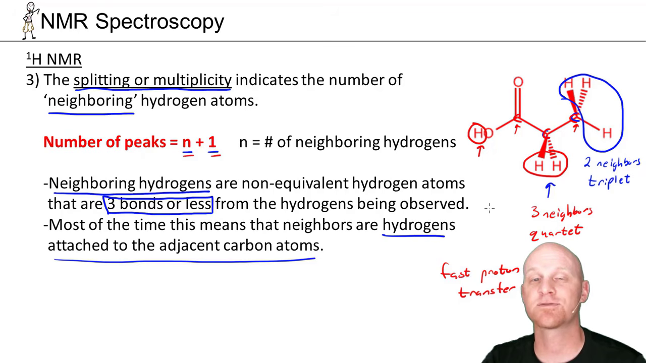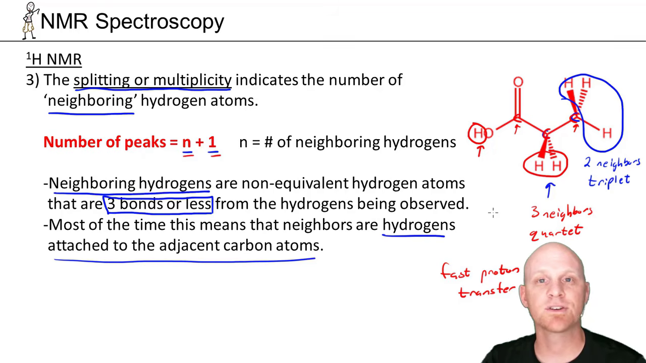This exchange process is fairly fast, faster than the time scale of NMR. So what we're going to see is a big average of environments, so they often show up as broad singlets. And one of the side effects of this is that they typically don't end up being anybody's neighbor and nobody's their neighbor as well. So they often show up as singlets and don't cause any splitting for nearby hydrogens either.